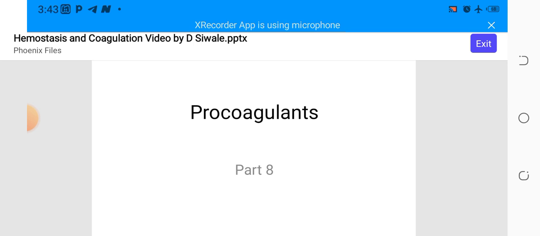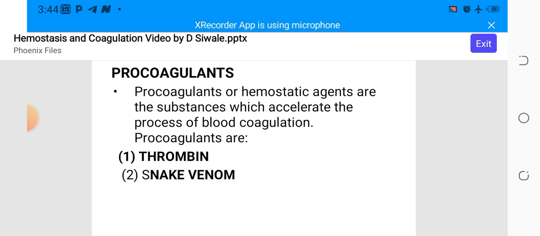Now, what are procoagulants? Not anticoagulants. Procoagulants are those that promote coagulation of blood. We have procoagulant hemostatic agents, which accelerate the process of blood coagulation. But we saw that heparin and thrombomodulin prevent coagulation, whereas the procoagulants accelerate blood clotting. One of them is thrombin. Thrombin is sprayed upon the bleeding surface to arrest bleeding by hastening blood clotting.